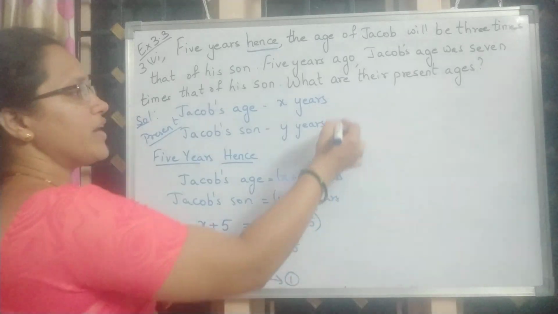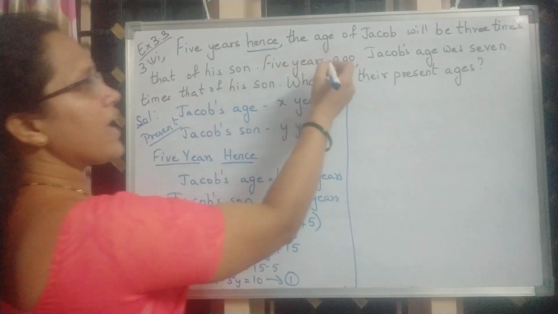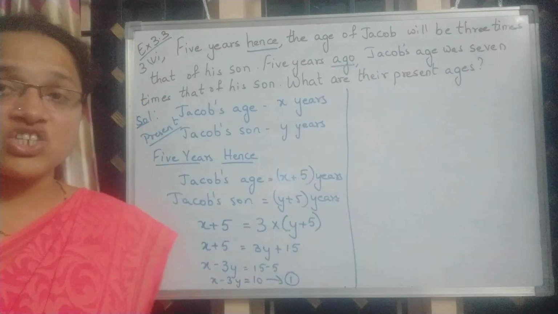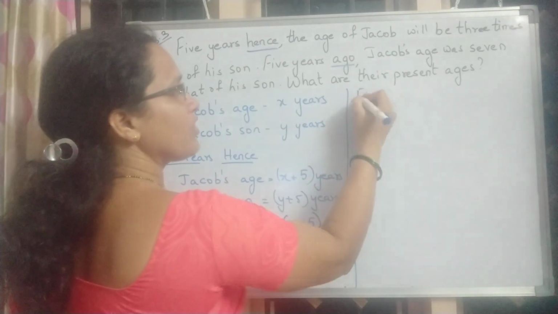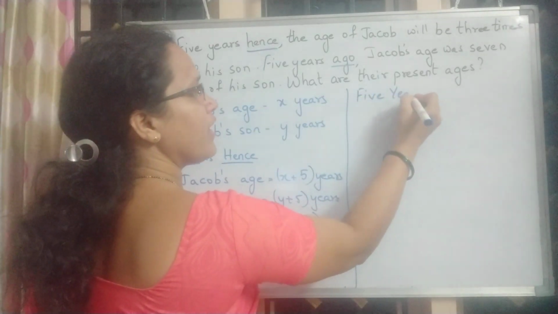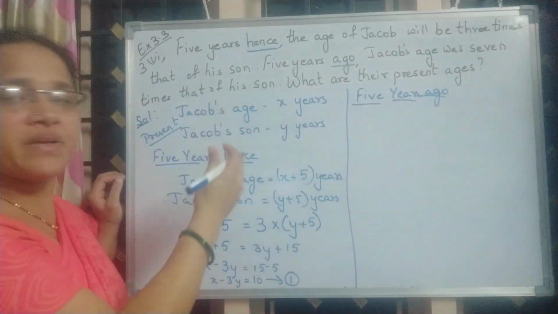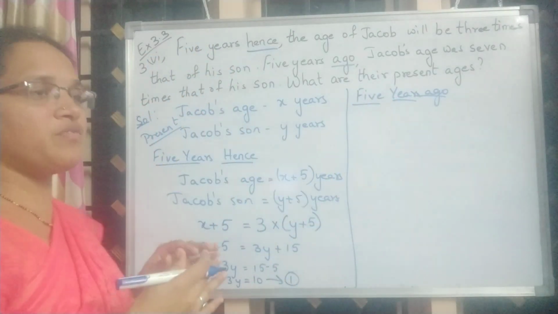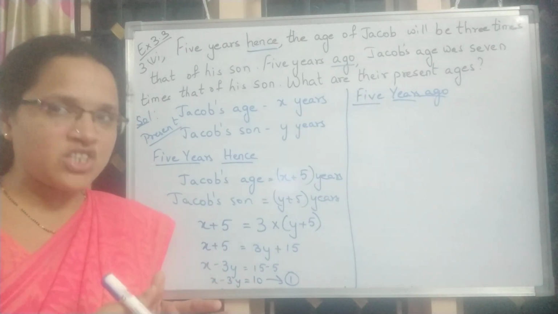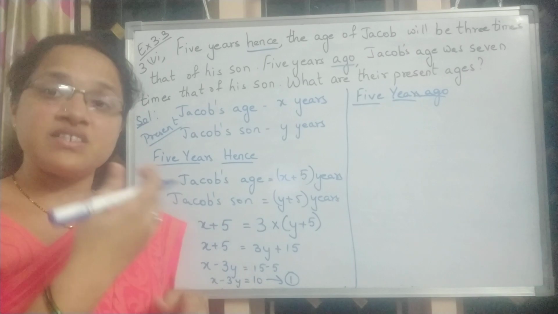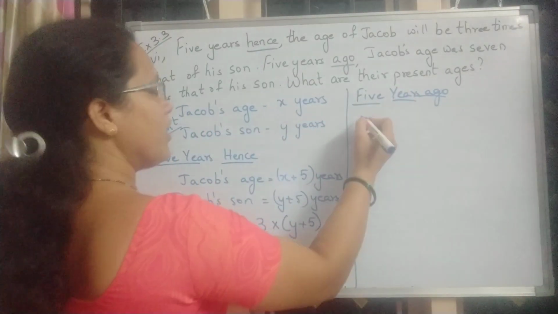Now let us find the second thing, the next condition. 5 years ago. The second condition is ago, that means in the past. So now you should write that also: 5 years ago. Everything you compare with the present age only, children. If they say hence, you compare it with the present age, that means present age plus those many years. If they say ago, present age minus that one. So 5 years ago.